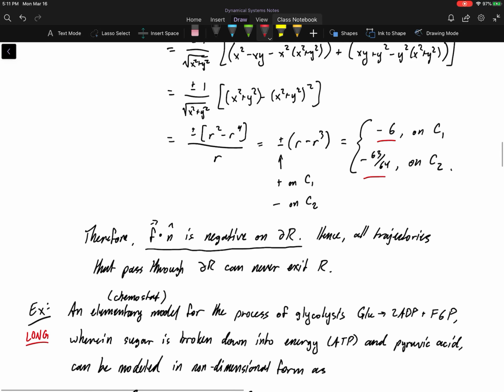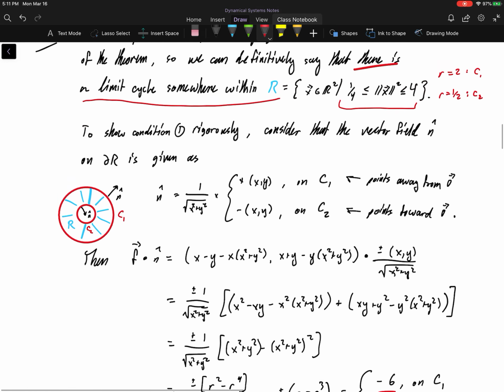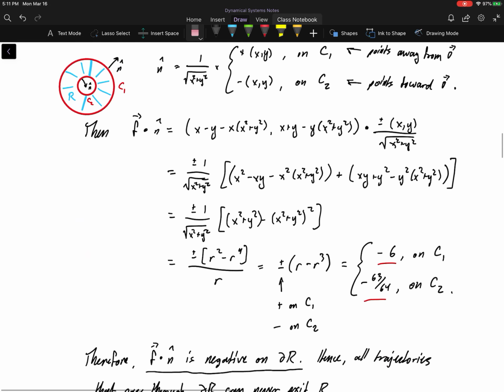But let's see. Therefore, f dot n hat here, the vector field dotted with the outward pointing normal vector, is negative everywhere on the boundary. Therefore, all trajectories that pass through boundary R can never exit back through boundary R. They have to stay within R. So that's just how you might verify the trapping condition explicitly. Not too bad, I don't think.